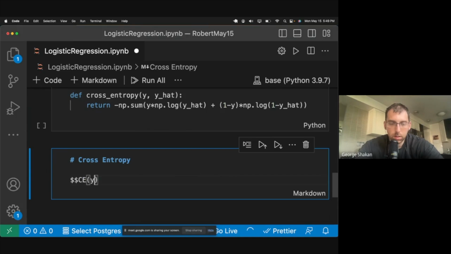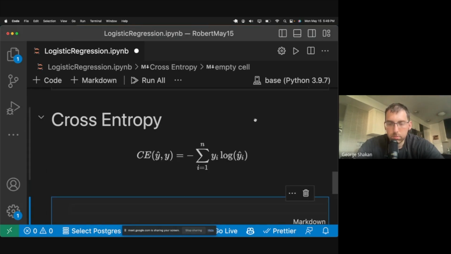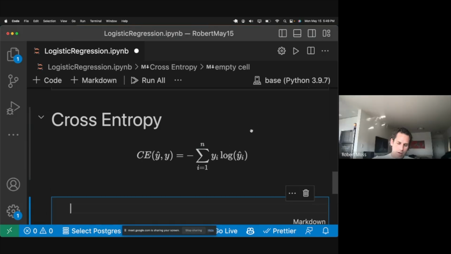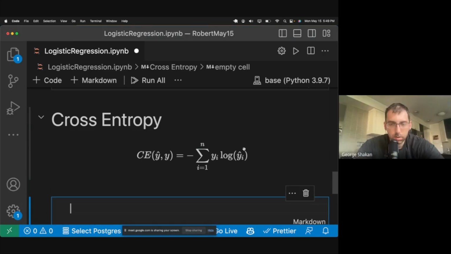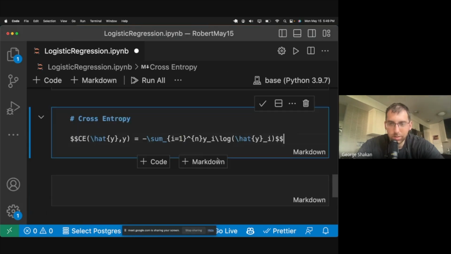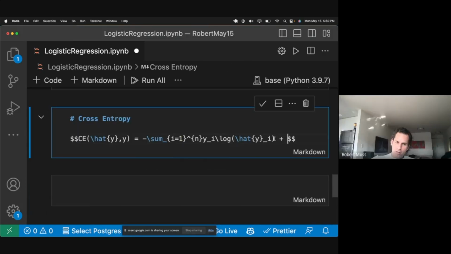So y hat, y and y. Let's see, equals. See if it's right. Okay, cool, great. It's not quite right, unfortunately. It looks almost okay, right?